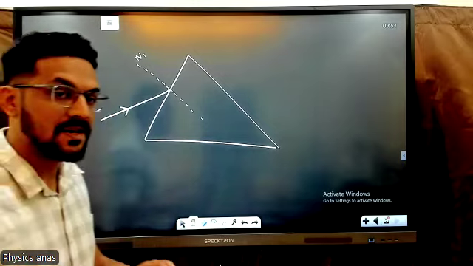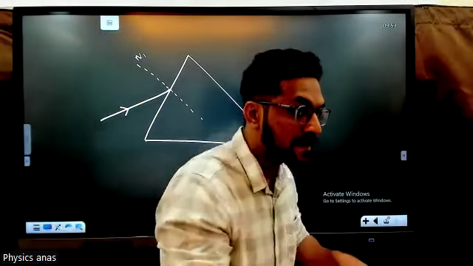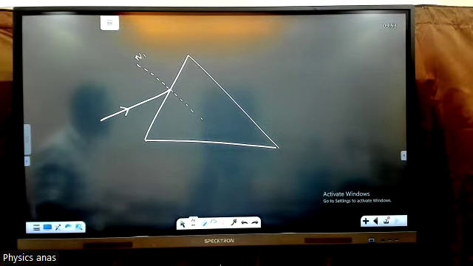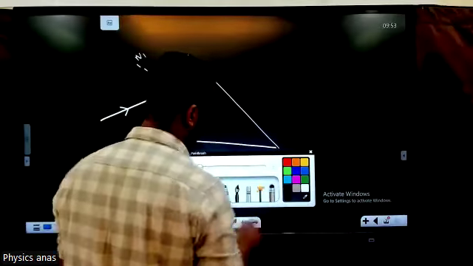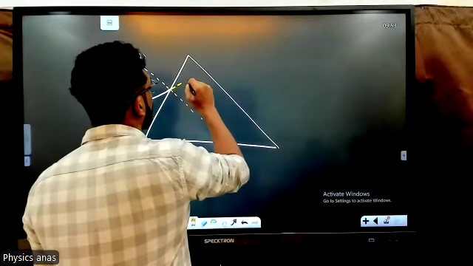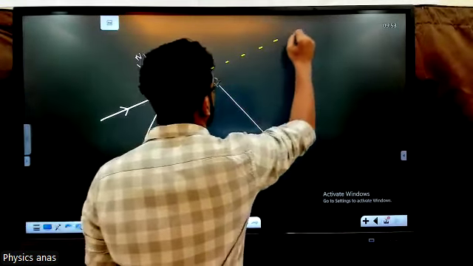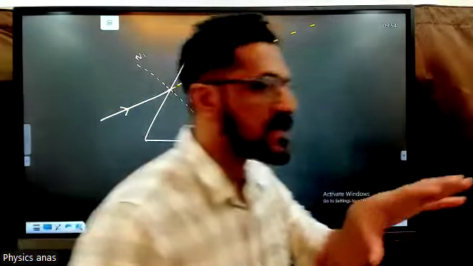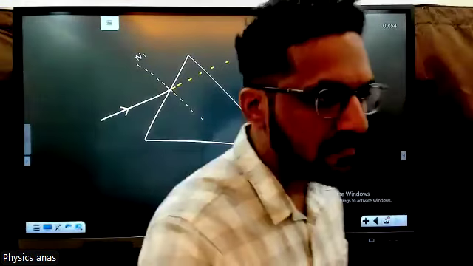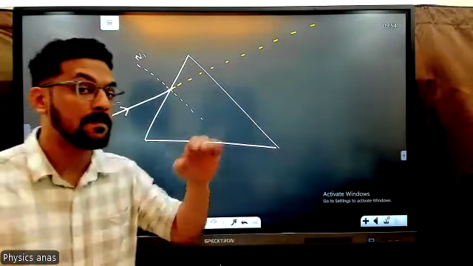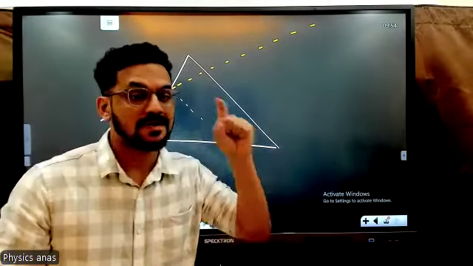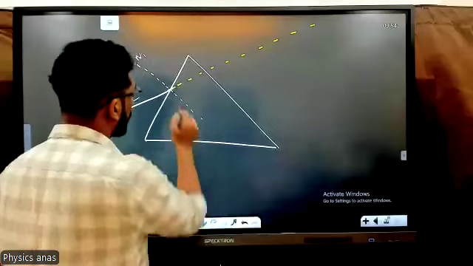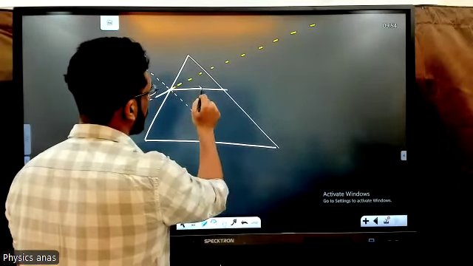Okay, so the light ray will be bending towards the normal. This is the actual path of the light ray. I will draw the actual path of the light ray. This is the supposed path of the light ray, right? It is supposed to be going on, but the light ray will not follow that path. The light ray will bend towards the normal, like this.